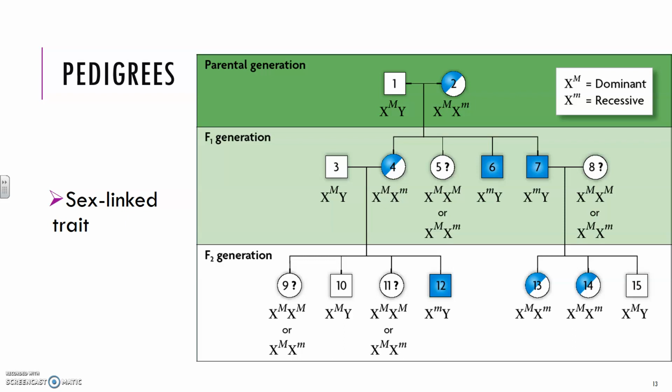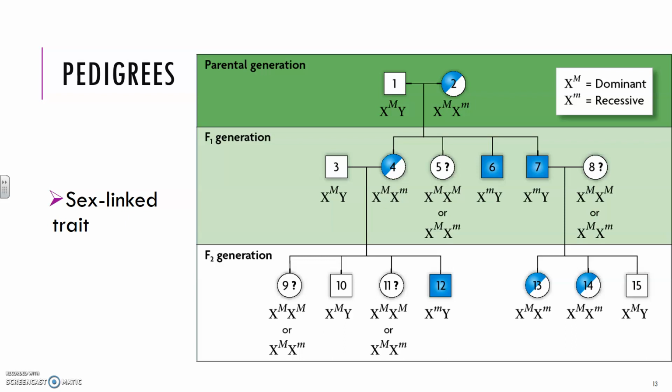Okay, sex-linked here. What we see is that in every single case where the shape is completely filled in, it's a square, meaning that it is male, okay? And the only time we see any shape that is half filled in, it's female, circular, all right? So this is a really good hint that it is a sex-linked trait, okay?